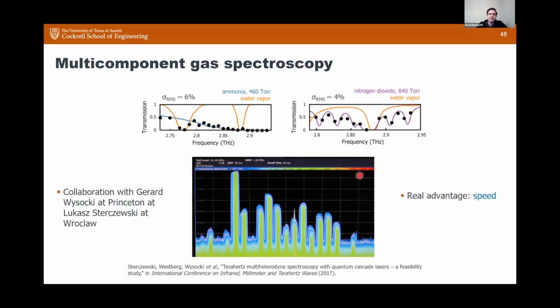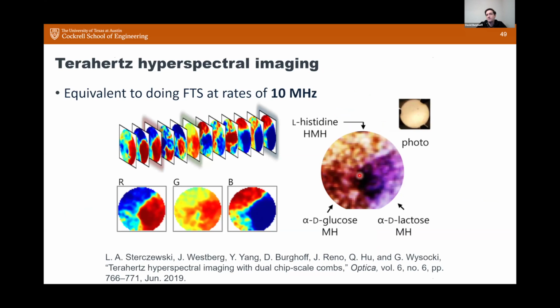Because the effective speed of the system is determined by the difference of the repetition rates, which can be very large because these are chip scale lasers. So their repetition rate is about 10 gigahertz typically, which means you can easily get separations of maybe 10 megahertz. And so that means that you could do spectroscopy at 10 megahertz. So in other words, getting all the lines of your spectroscopic system at rates of 10 megahertz, at least if you have the signal to noise ratio for it.